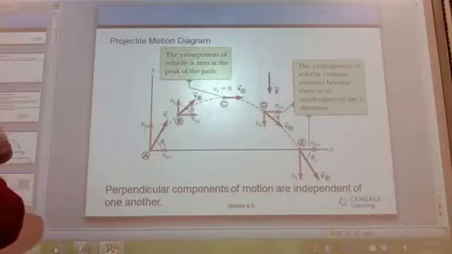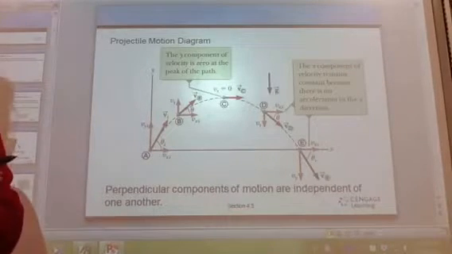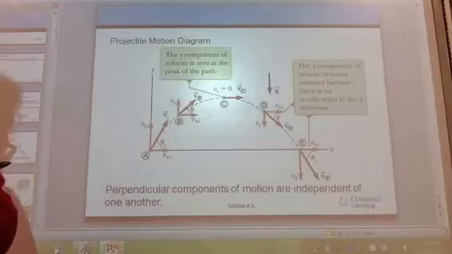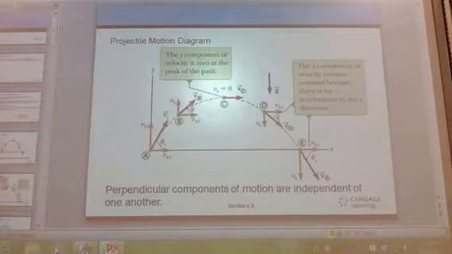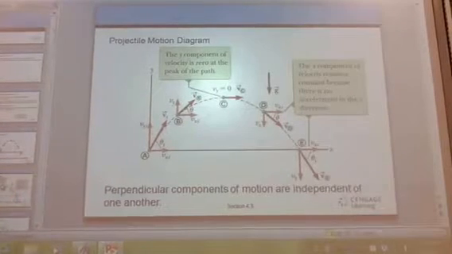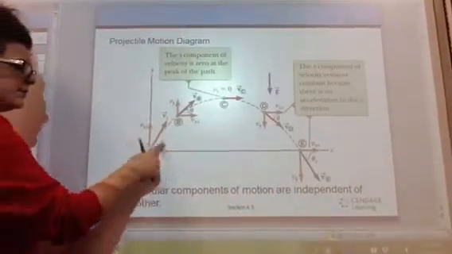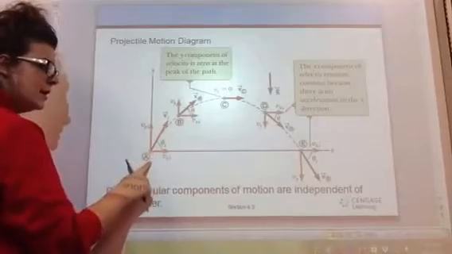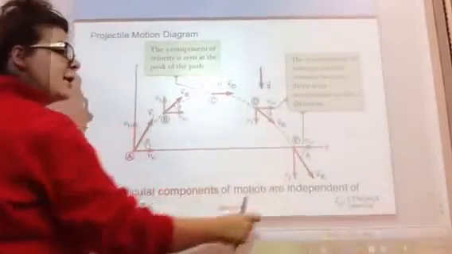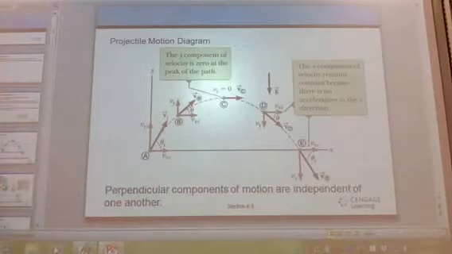Why would my horizontal, or x, component of velocity be constant? It's constant because there is no acceleration in the horizontal direction. The only thing that gravity is affecting is the y direction, the vertical plane. It is not doing anything in the horizontal plane. So whatever my x component of velocity is here, it's going to be the same throughout the entire trajectory, because there is no acceleration acting in the horizontal direction.